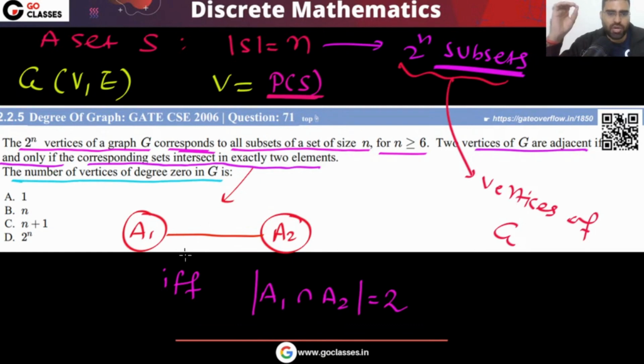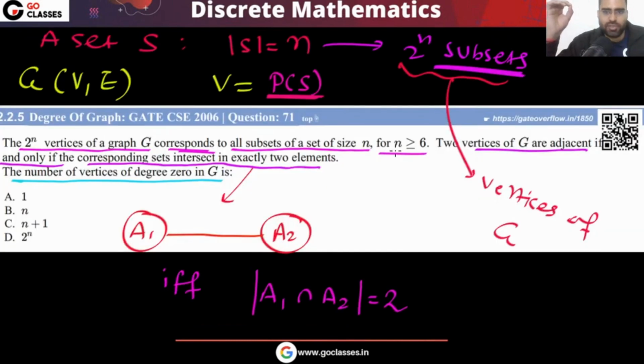First of all, did you understand this question? Okay, the question is simple and beautiful. First, let's understand this question. Do not worry about this n greater than or equal to 6. You can take it if you want, but anyway, let me take a simple example. The question is saying at least 6 elements must be there. So let's take 6 elements: 1, 2, 3, 4, 5, 6. So let's assume this is your set.